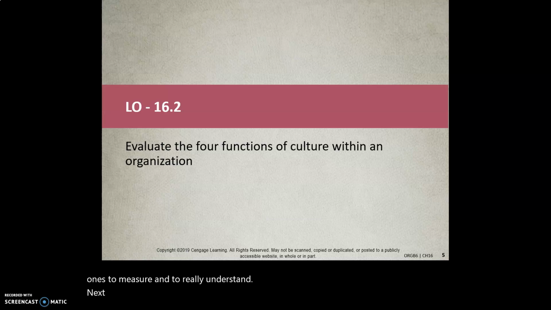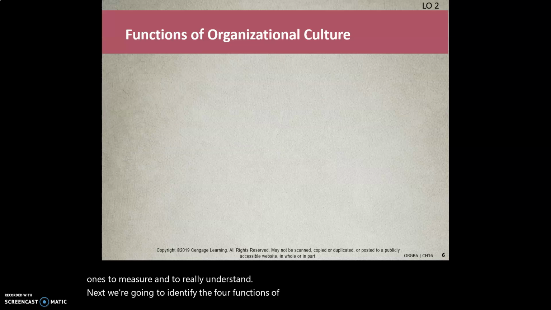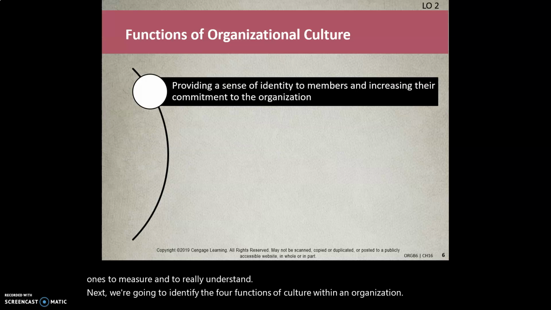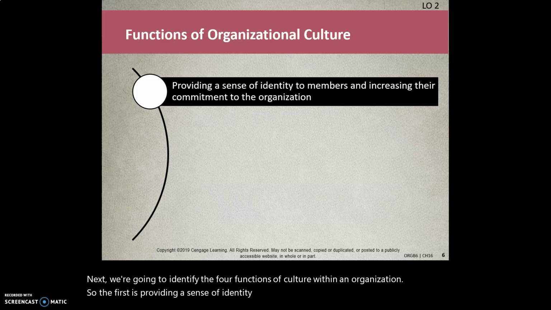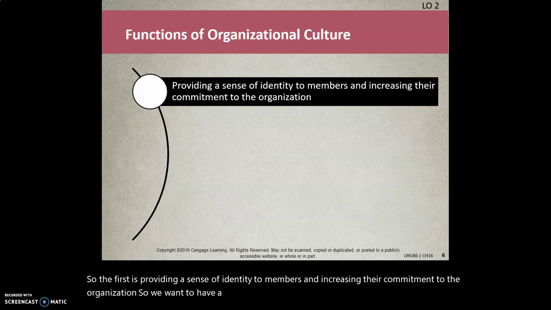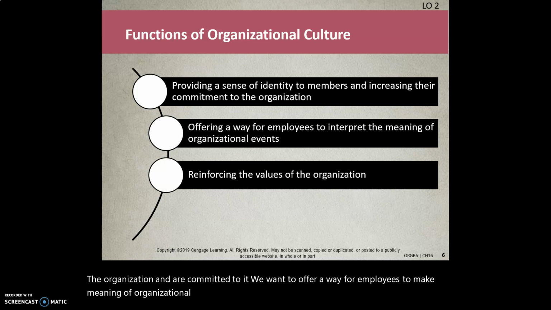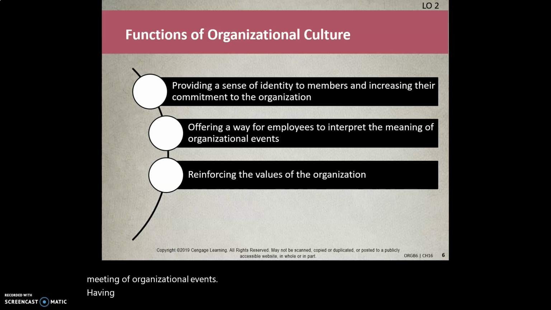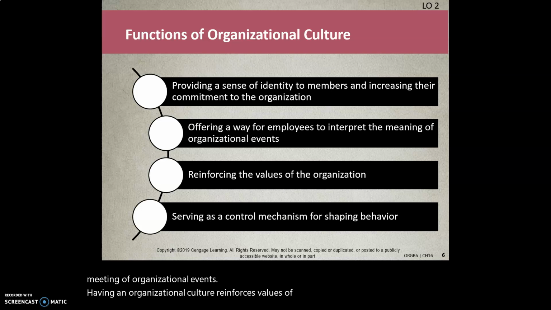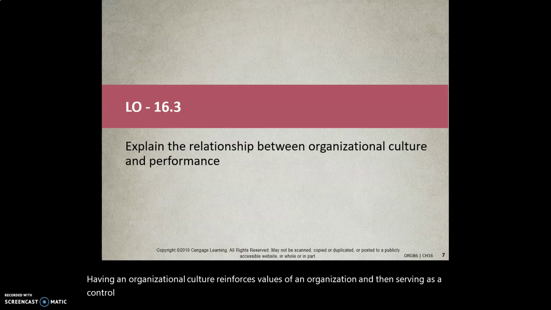Next, we're going to identify the four functions of culture within an organization. So the first is providing a sense of identity to members and increasing their commitment to the organization. So we want to have a very clear organizational culture so that our members really understand the organization and are committed to it. We want to offer a way for employees to make meaning of organizational events. Having an organizational culture reinforces values of an organization and then serves as a control mechanism for shaping behavior.